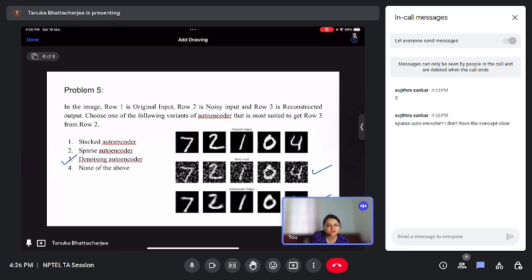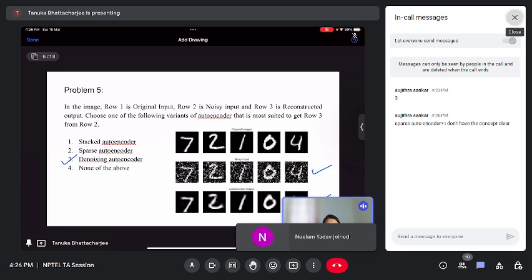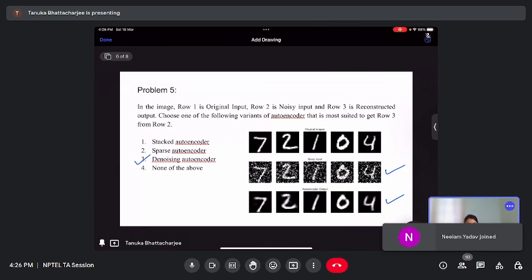Sujitra is asking about sparse autoencoder. I don't have the concept clear. So, Sujitra, in case of sparse autoencoder, the idea is you have some input which you are passing through a number of hidden layers, and in autoencoders, what is our basic aim? We just want to learn some representation which is a compact representation and which can be useful for some other applications.